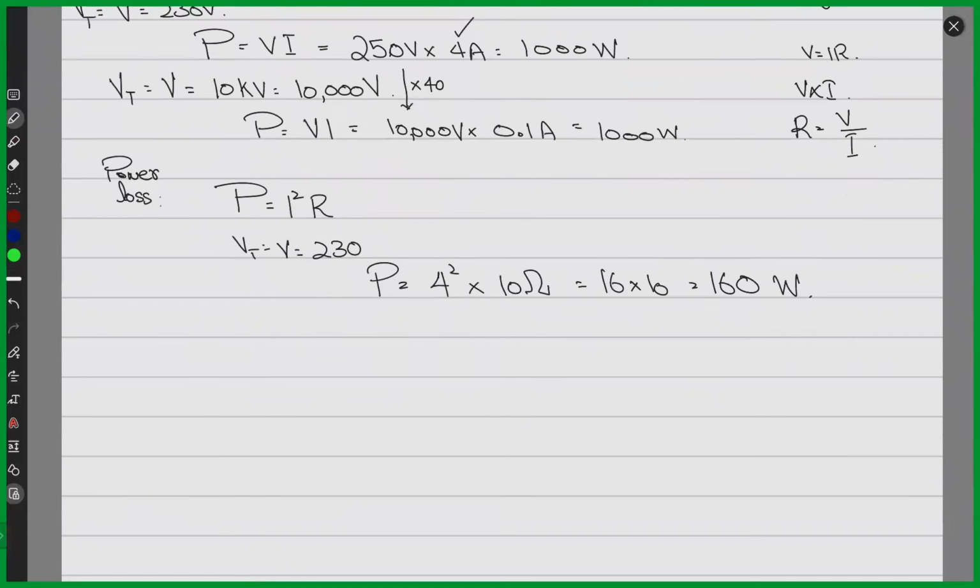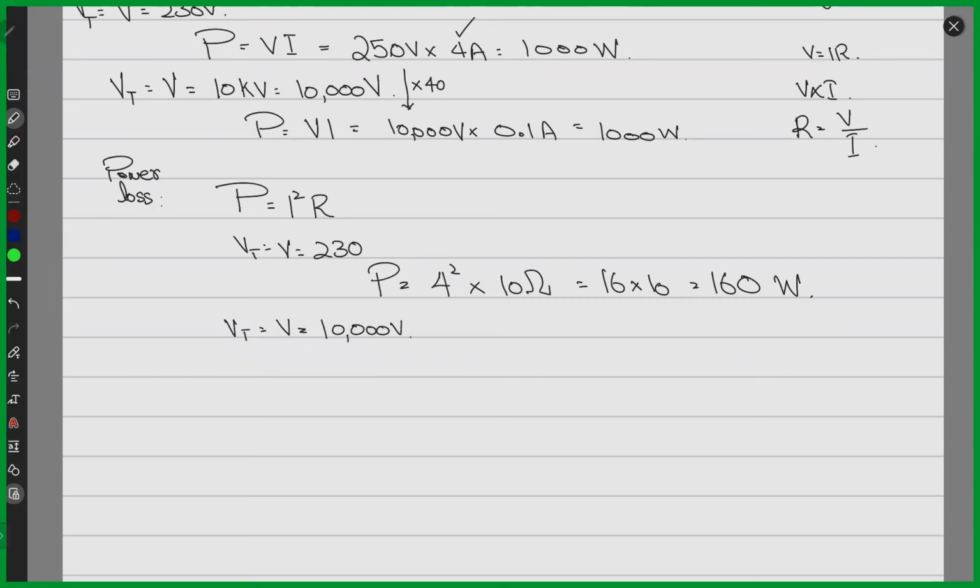So now let's compare it with the power loss for VT equal to 10 kilovolts. Now for this, if I compute power loss, the current has scaled down to a value of 0.1. So 0.1 squared, if I square 0.1, I get an even smaller number. Now that multiplied by 10 ohms will be what? 0.1 watts. So do you see the difference?